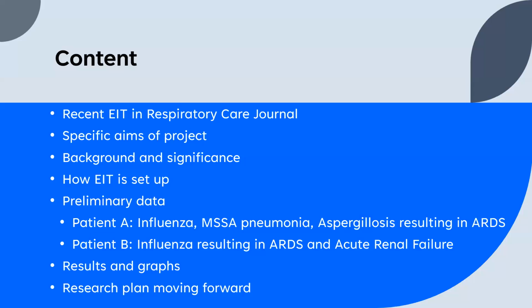Preliminary data, I'm going to present to you a couple of our patients that we were able to use EIT and ECMO together. Our first patient, patient A, had influenza, MSSA pneumonia, aspergillosis that resulted in ARDS. Patient B had influenza that resulted in ARDS and acute renal failure. We'll go over our results in graphs. And then I'm going to share with you what our institution's research plan is moving forward.